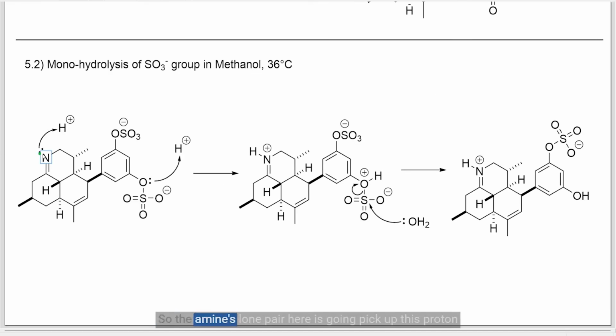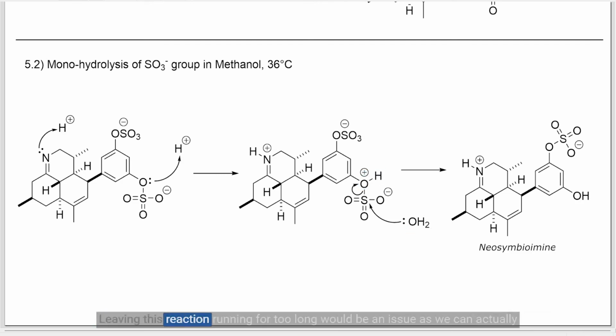So the amine's lone pair here is going to pick up this proton, and the oxygen lone pair here is just going to do the same. We end up with this quaternary nitrogen and this oxygen, which is cationic now because it has one extra bond. Having this water molecule's oxygen attack the sulfur will make the sulfur a good leaving group, allowing the O-S bond to break, and we regenerate our alcohol here.